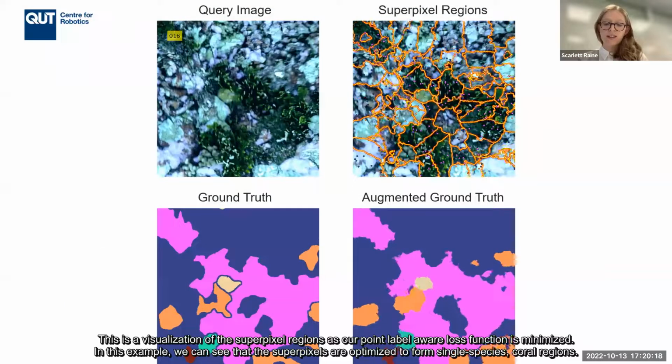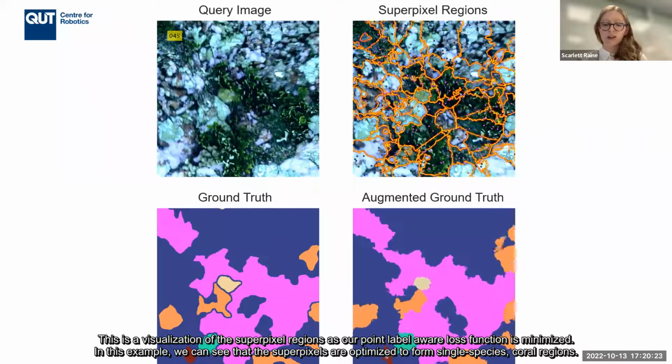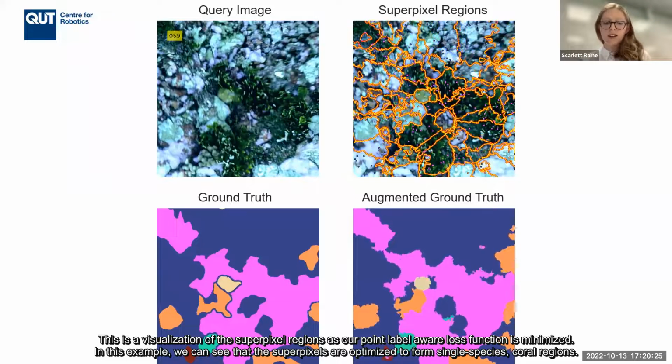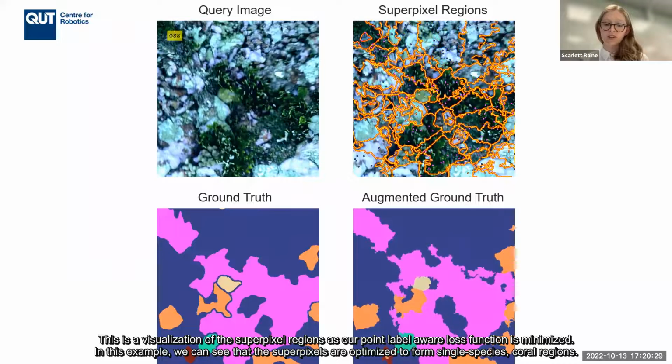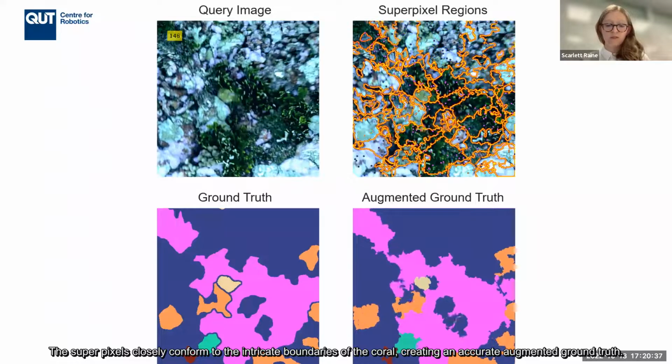This is a visualization of the superpixel regions as our point label aware loss function is minimized. In this example, we can see that the superpixels are optimized to form single species coral regions. The superpixels closely conform to the intricate boundaries of the coral, creating an accurate augmented ground truth.